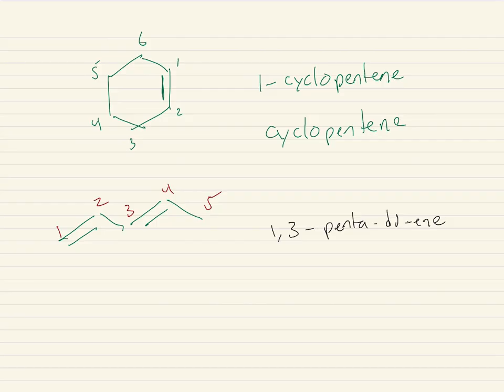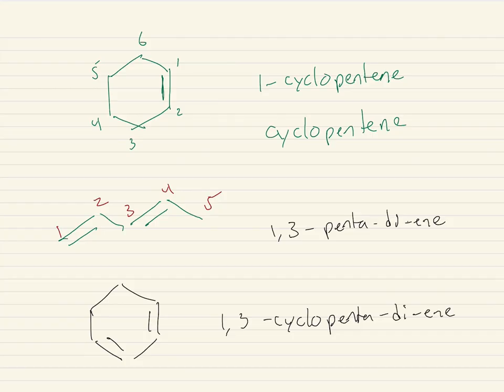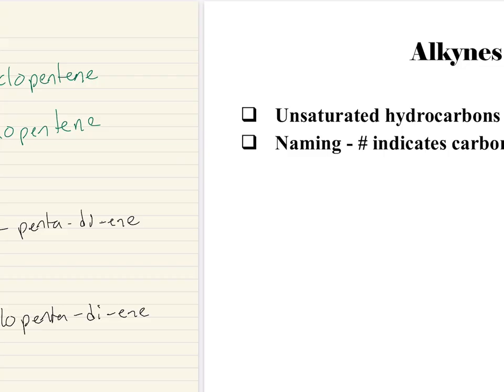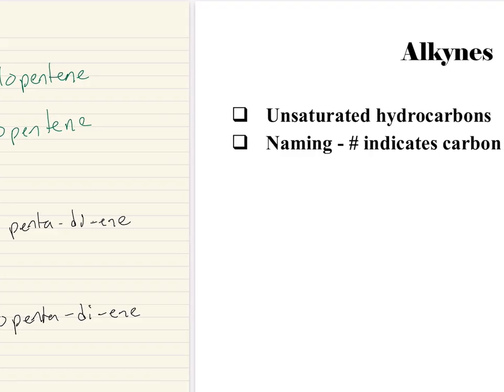Right, and you can have that in the cyclic form too. So you can have that, 1, 2, 3, 4. That would also be 1,3-cyclopentadiene. Like I said, I'm not going to give you any dienes, but this is just so you're exposed to it. Okay, any questions on that?